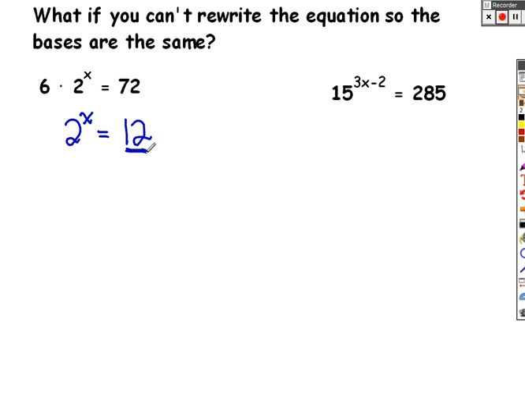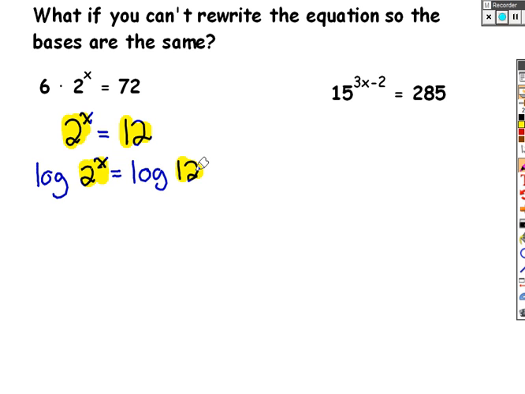So at this point, what I'm going to want to do is take the log of each side of the equation. So what I do to the left side of the equation, I have to do to the right side of the equation. So what's happening here is if 2 to the x equals 12, then log base 10 of 2 to the x would have to equal log base 10 of 12. If these expressions are equivalent, 2 to the x still has to equal 12.